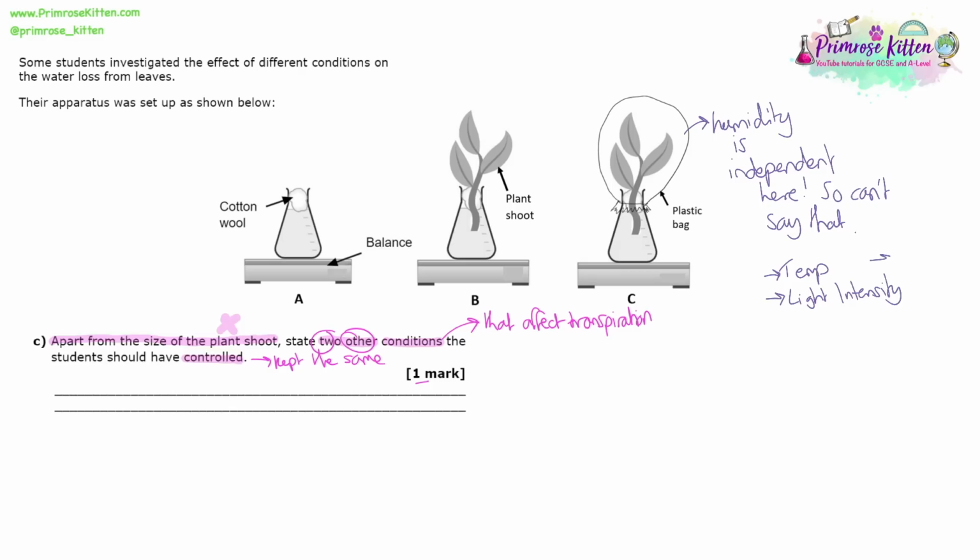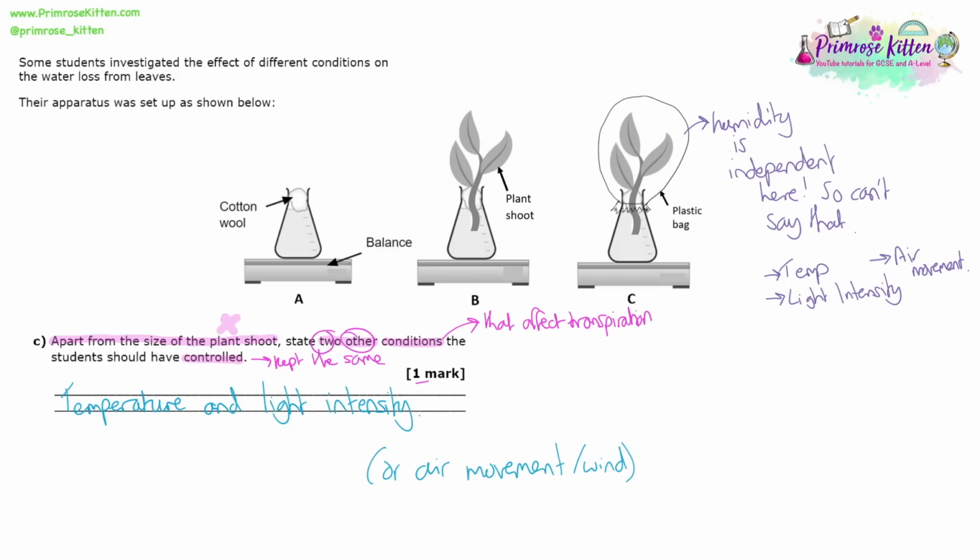Now I would go for temperature and light intensity because they're easier to talk about and easier to remember as well. Air movement is sort of harder to say how they would control it. Just make sure the windows and doors are closed so there's no drafts. The bag around the plastic bag is going to help control air movement as well. So I would say temperature and light intensity are my go-to. If you put air movement though, or wind of some description, then I think that you would also get the mark for that.